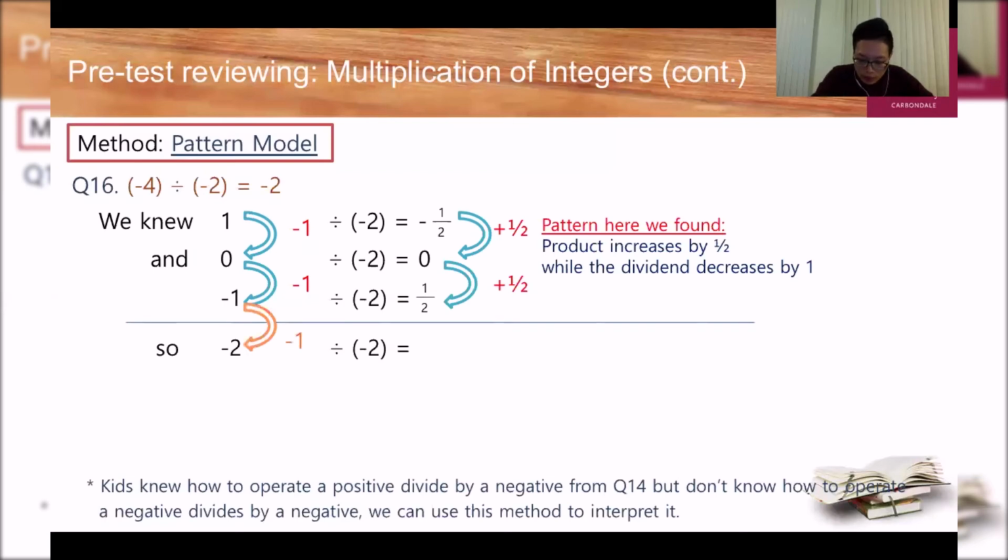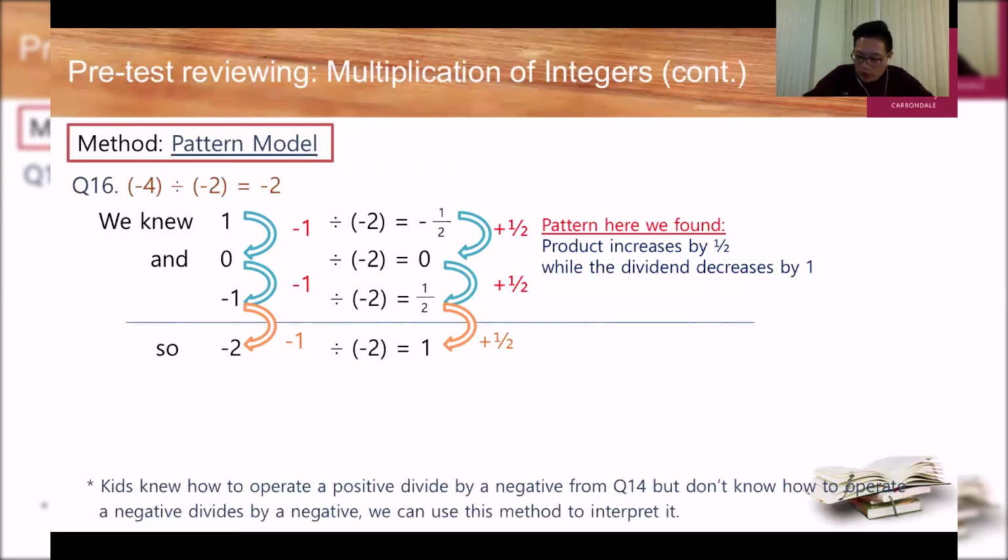The product will increase by 1/2. So when 1/2 increases by 1/2, that'll be 1, right? So the answer for this equation will be 1. Okay, and let's keep on doing this until our dividend goes from -2 to -4.